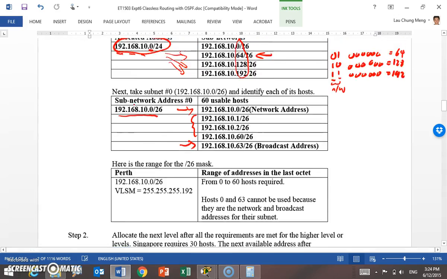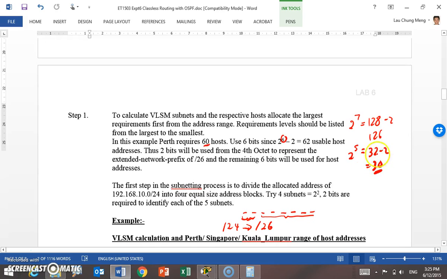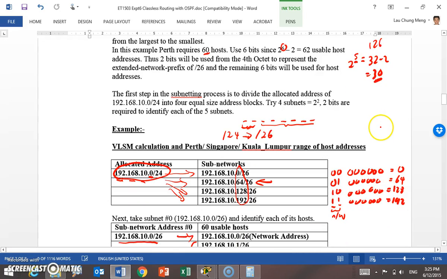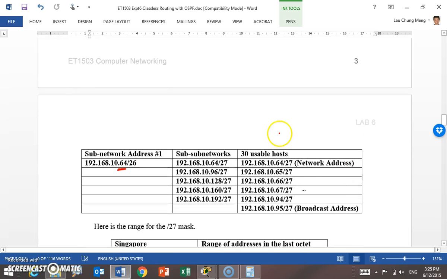So just now, remember, we do the calculation. If we need 30 hosts, 5 bits will be just nice. So we only need 5 bits, meaning your subnet bits can increase by 1 more. So you will have 3 network bits, and your last 5 bits will be your host bits. This will give you a prefix of /27. So we increase /26 to /27.